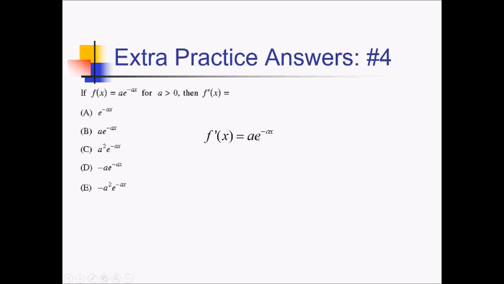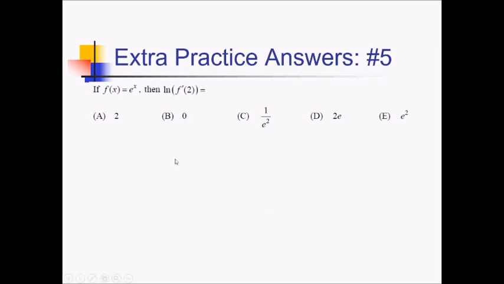But we have to use the chain rule now. We have to take the derivative of the inner function, this negative ax. That's just going to be negative a, because again, a is a constant. So we're multiplying by negative a. And if we simplify that, that's going to be negative a squared e to the negative ax, which is going to give us answer choice E.